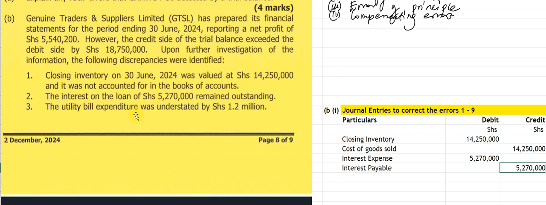Then number 3, the utility bill expenditure was understated by shillings 1.2 million. This is an undercast of an expense, the utility bill expense. The utility expense here is too low in this case. We just need to increase it by the amount of the understatement, which is 1.2 million. However, to record this as an increase in the utility expense, we use what we call a suspense account on correction of this error.